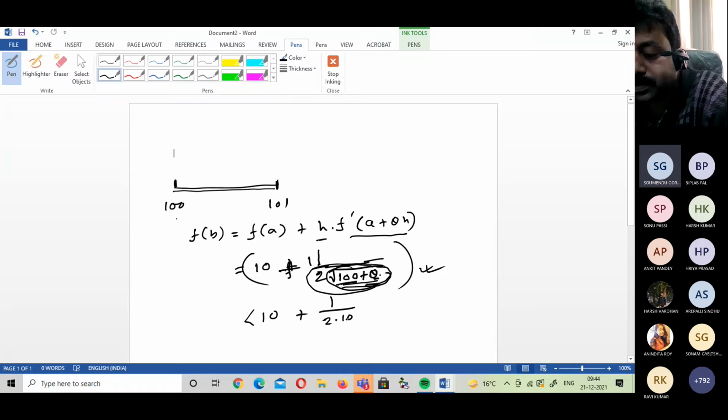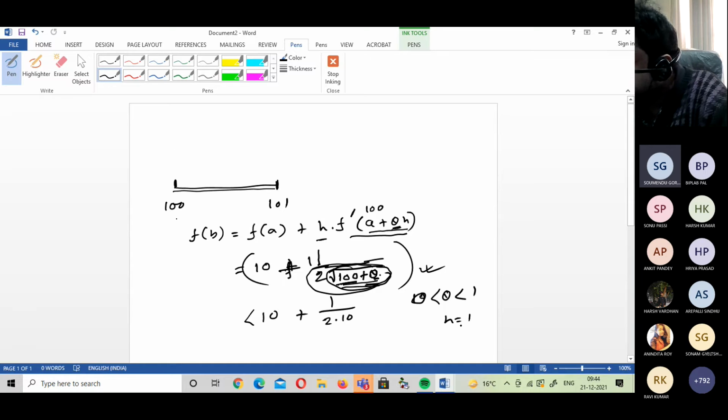How did half into root over 100 plus theta come? Please explain once more. F dash of A plus theta, where A is here 100, and theta is between 0 and 1, H is 1. So it is 1 by 2 root 100 plus theta. You don't know what the value of theta is.